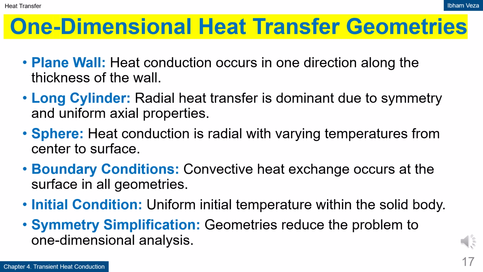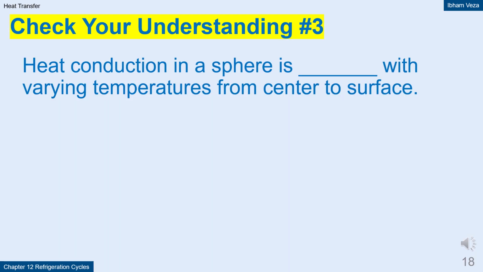One-dimensional heat transfer geometries. In these 3 geometries, the initial condition is usually a uniform temperature throughout the body. After that, heat transfer occurs by convection at the surface. Because of symmetry, the temperature variation needs to be analyzed in only one spatial coordinate. This approach significantly reduces mathematical complexity. This is the basis of many classical analytical solutions of transient conduction. Heat conduction in a sphere is radial, with varying temperatures from center to surface.